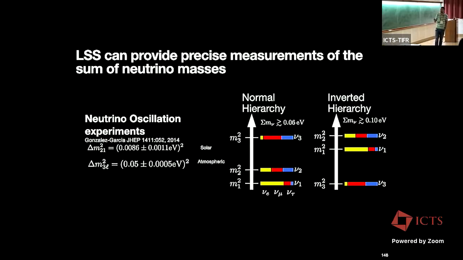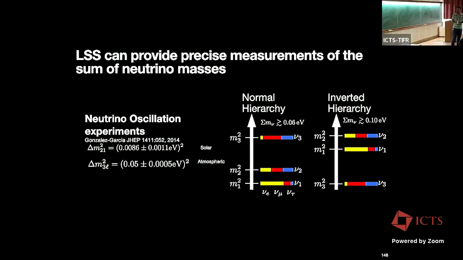Given these mass difference measurements, if you assume that the lowest mass is pretty much 0, then you will come up with the sum of neutrino mass having to be at least 0.06 electron volt, because that's the lowest mass you could have. And if you work out the same thing in inverted hierarchy, then the lower bound is 0.1 electron volt. So the sum of neutrino mass will either be at least 0.06 electron volt or 0.1 electron volt, depending on what the condition is.